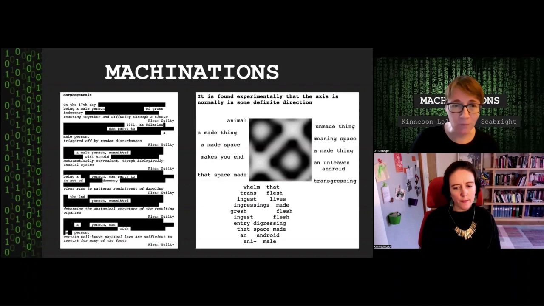On the left is my poem called Morphogenesis, which is a combination of two found texts. One is his morphogenesis paper, and the other is the court records of his conviction for what was called gross indecency at the time. Turing was a homosexual and had a male lover, and they were caught and convicted and tried. So this is a sort of blackout hybrid poem from those two texts.